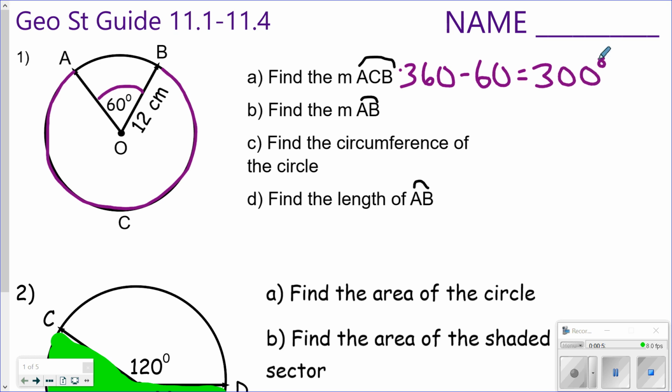Next, let's find the measure of arc AB. Well, we already found that. If the central angle here is 60, that means that AB is also 60.